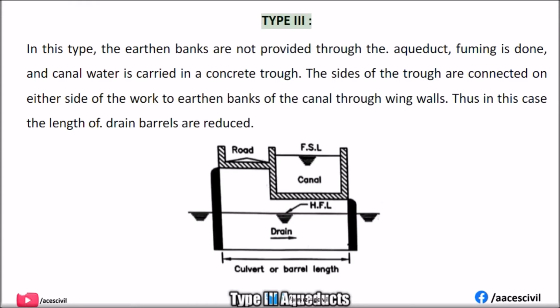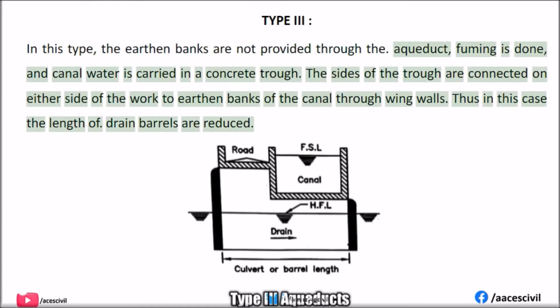Type 3: in this type, the earthen banks are not provided through the aqueduct, flumING is done, and canal water is carried in a concrete trough. The sides of the trough are connected on either side of the work to earthen banks of the canal through wing walls. Thus in this case the length of drain barrels is reduced.